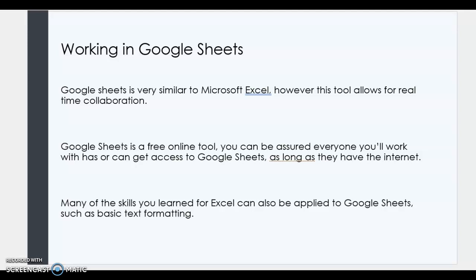Many of the skills you learned for Excel can be applied to Google Sheets, such as basic text formatting. If you learned on Excel, you can really go into Google Sheets and start using it right away. I mean, it's very user-friendly and it's very similar. I learned on a program called Lotus 123 a million years ago, and it's very similar to Excel. I made the move over very easily. So if you haven't tried Sheets, you might want to at least take a look at it.